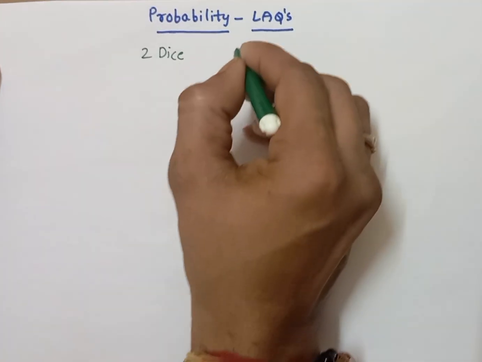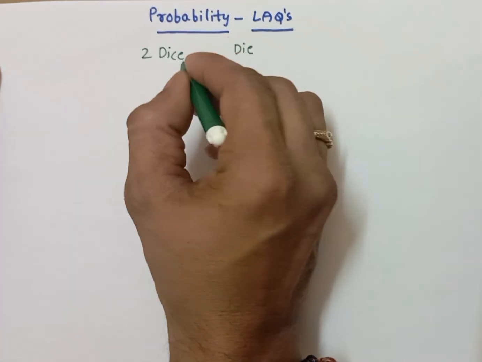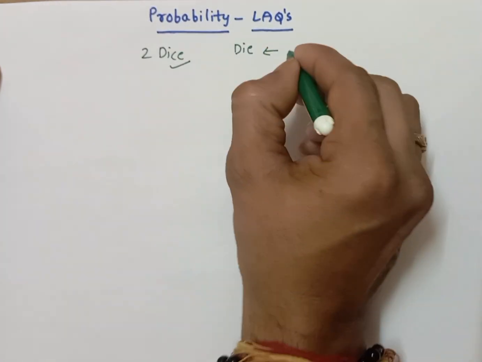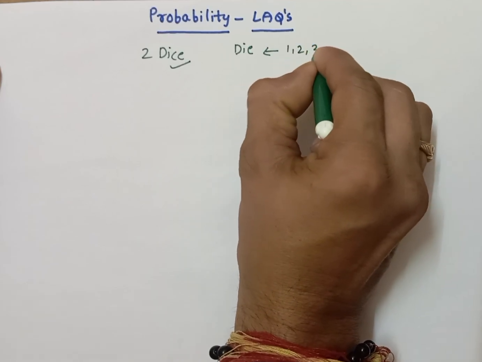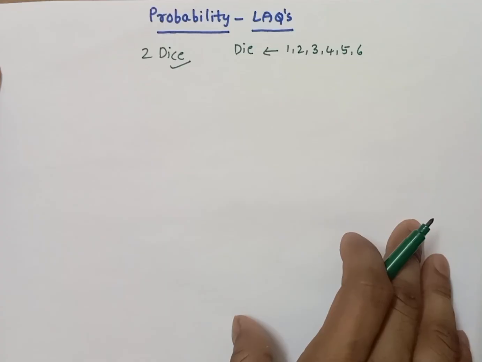Now suppose it is a single die, we call it a die, and if it is plural, we call it dice. If it is a single die, how many outcomes do we have? We'll have six outcomes: one, two, three, four, five, six. Any one of these. Six outcomes will be there.